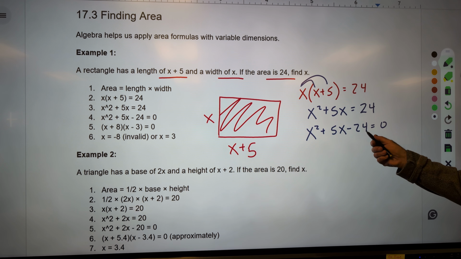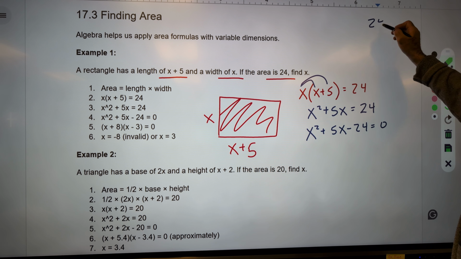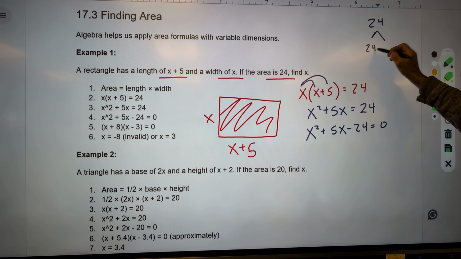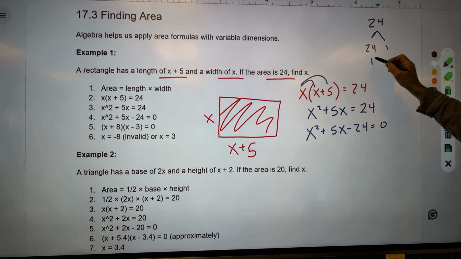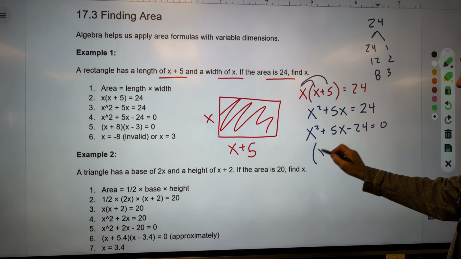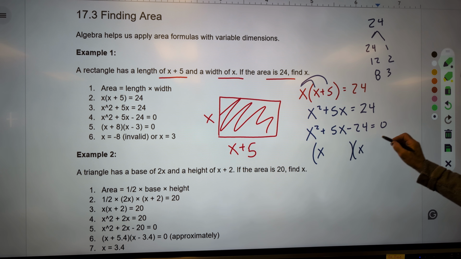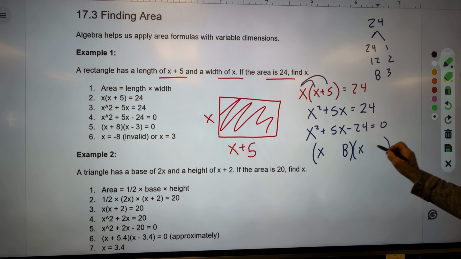I'm looking for the factors of 24 that multiply together to give me 24, but add together to give me a 5. 24 and 1 won't work. 12 and 2 would give me a 10 or 14. That doesn't work. 8 and a 3 does give me a 5. So I factor this to x and x, and it has to be an 8 and a 3.